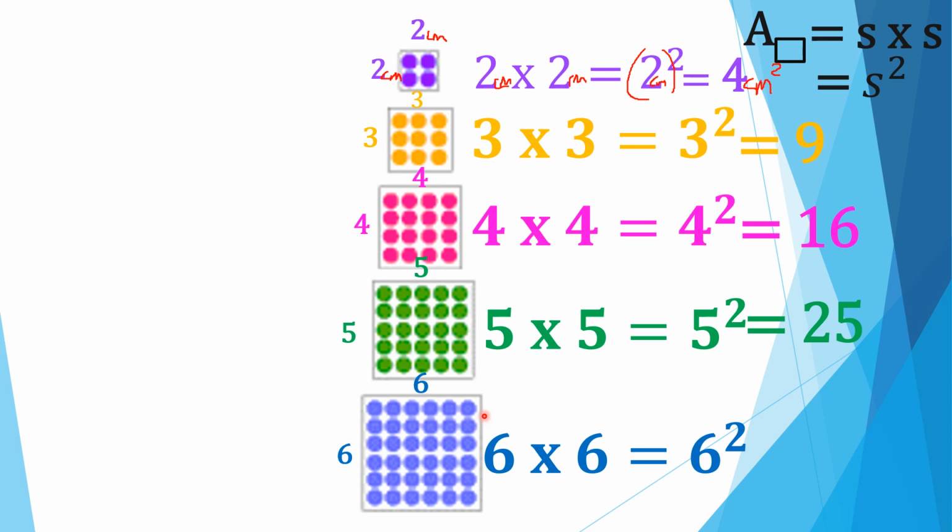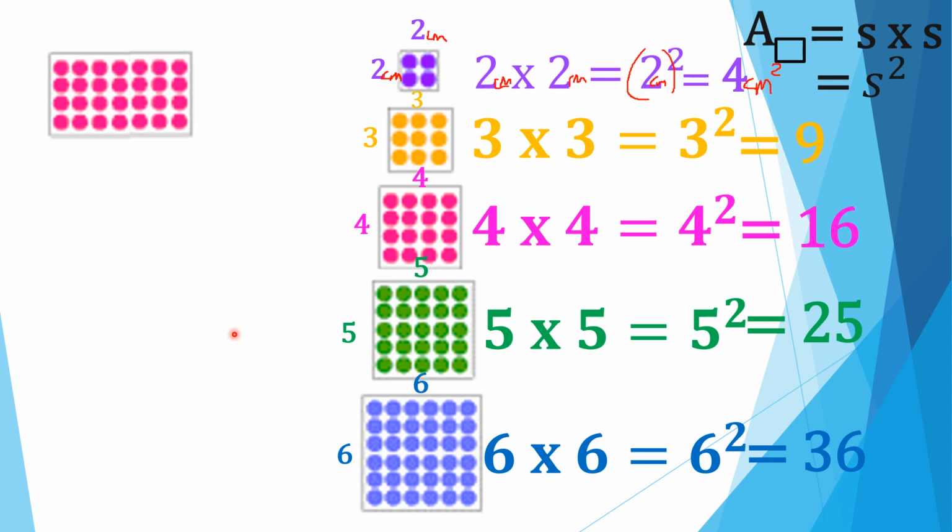So let us multiply 6 times 6 is equal to 6 squared. 6 squared is equal to 36. Next example, we have 4 by 7. So what have you noticed? What figure is this? Is this a square? No, this is a rectangle.